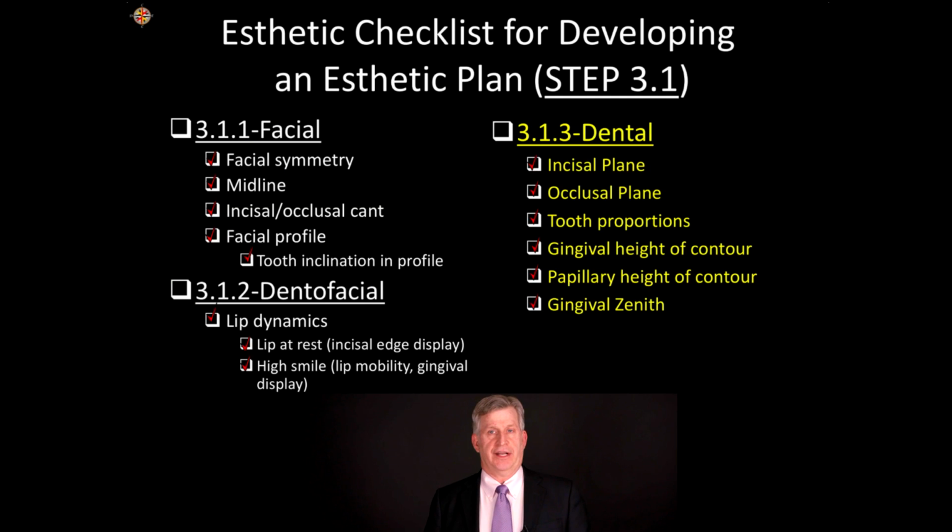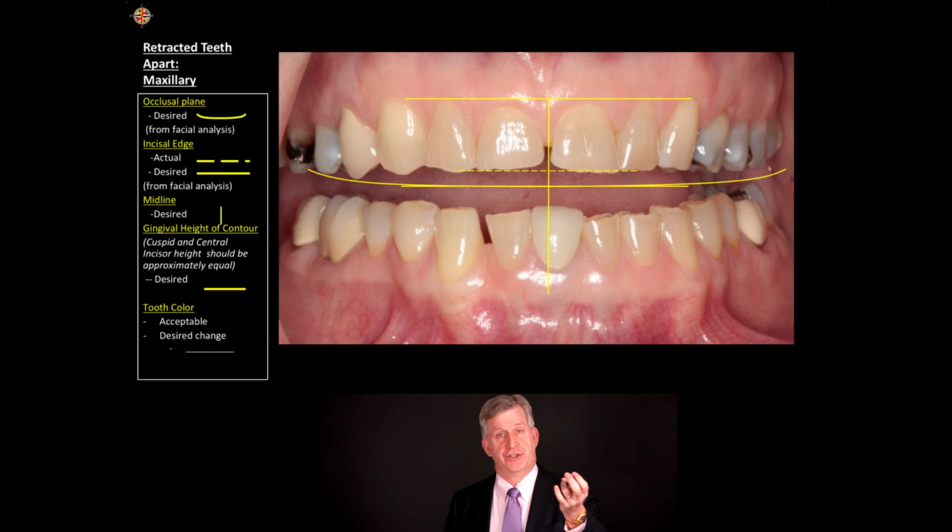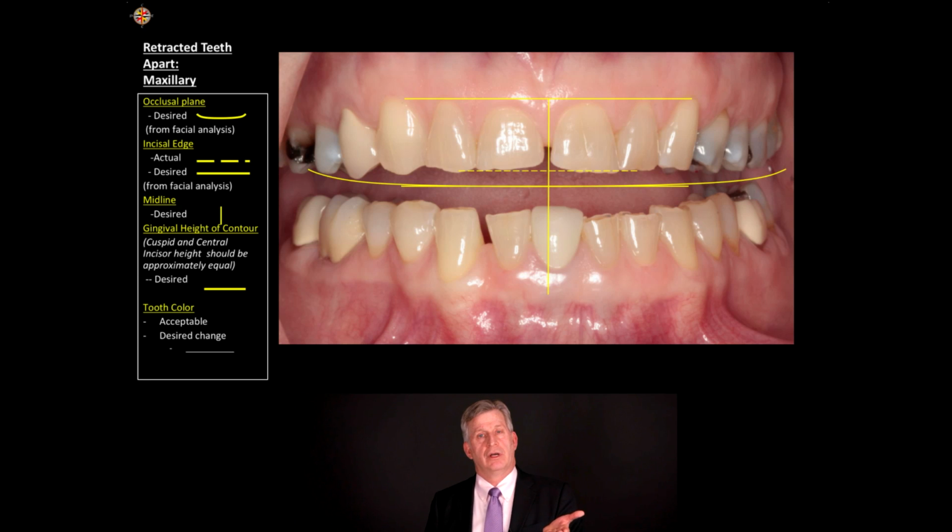So then we go to dental. That's incisal plane, occlusal plane, tooth proportions, gingival height of contour, papilla height, gingival zenith, tooth color, tooth shape, anything we want to change here. We click the teeth apart photo and insert it, and we see that the lines are already in place. You just have to learn to move them, match the occlusal plane, move the midline, judge from the facial and dentofacial views. The only thing we really have to decide here now is the gingival height of contour, because we've not been able to see them because she doesn't have full range of motion of her lip.